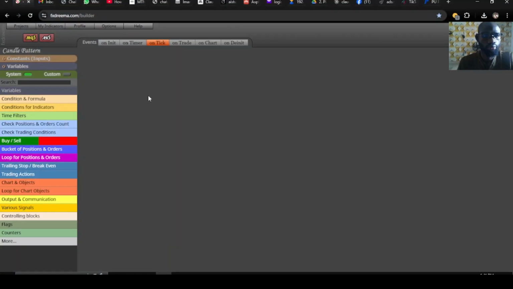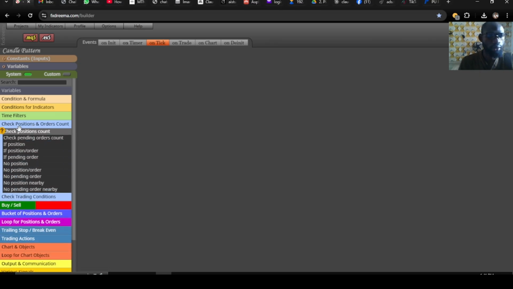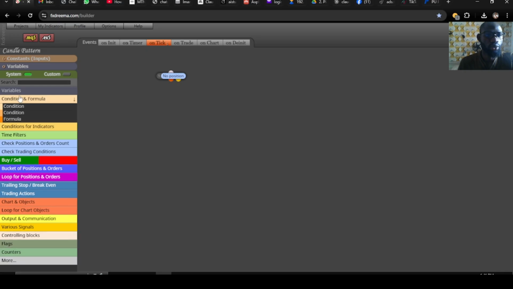All right, so the next thing we are going to do is to bring out our no position block. We select this no position block. What we are trying to do is ensure that there is no position running before the trading robot will look for conditions before taking a trade. So we bring out a no position block and we come to conditions, then we bring out our condition. So this is our first condition. In this condition block, we are going to describe our candlestick pattern.